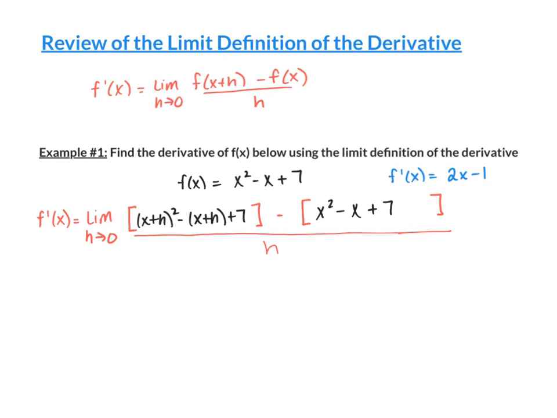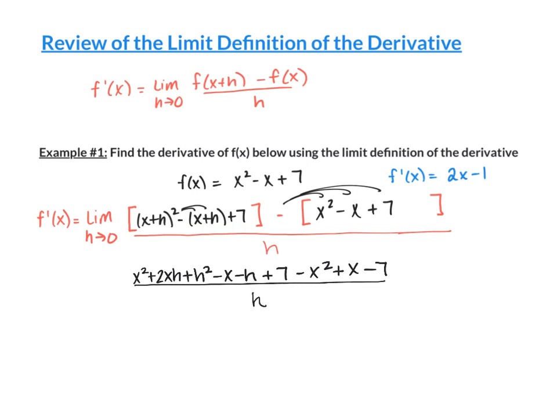And then we would simplify using algebra. So we would simplify this by double distributing. Just for purposes of time, the double distributing I'm just going to write. It's x squared plus 2xh plus h squared. We're not going to forget to distribute that negative. So minus x minus h, then plus 7. And we're not going to forget to distribute that negative. So minus x squared plus x minus 7. And then all over h.